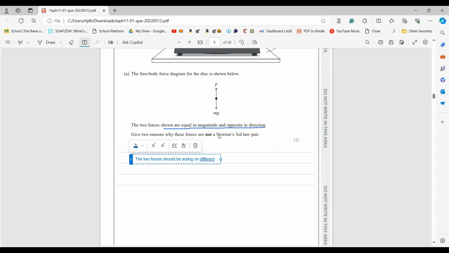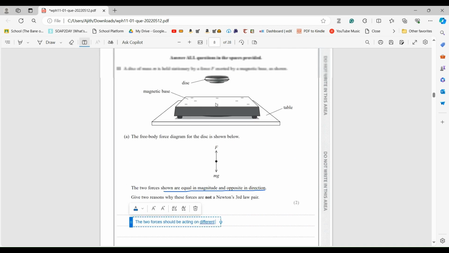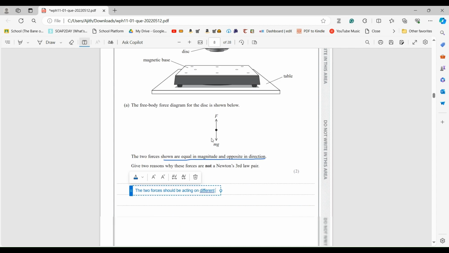For two forces to be a Newton's third law pair, there are three conditions that they should satisfy. The first condition is that both the forces should be equal in magnitude and opposite in direction. So this force which is shown here, that is mg, the weight of the disk, and the force exerted by the magnetic base are both equal in magnitude and opposite in direction. So the first condition is satisfied.